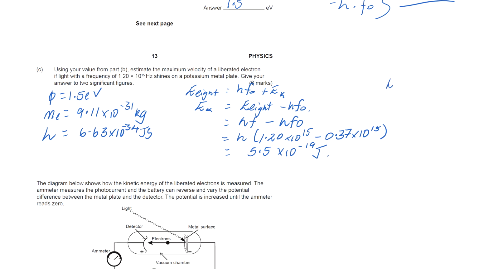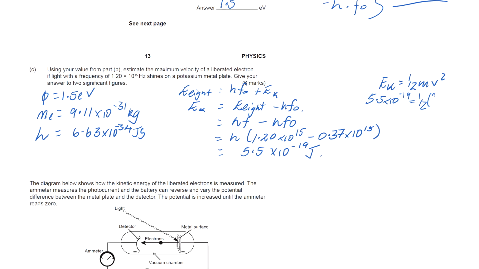Now, EK is equal to 1/2 mv squared. So if we pop that in, we've got 5.5 by 10 to the minus 19 is equal to half, and then I have 9.11 by 10 to the minus 31, and then v squared. v is equal to 1.1 by 10 to the 6 meters per second. Okay, and that's your answer there.